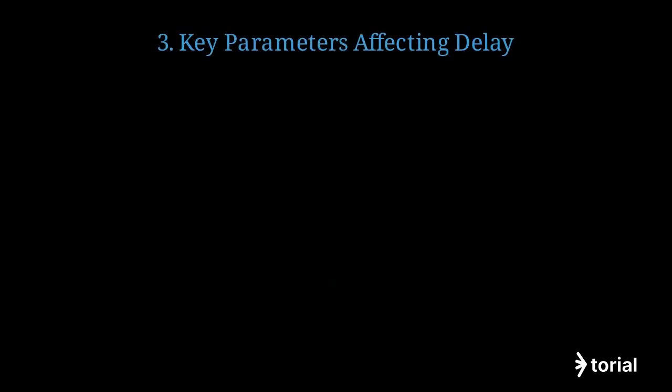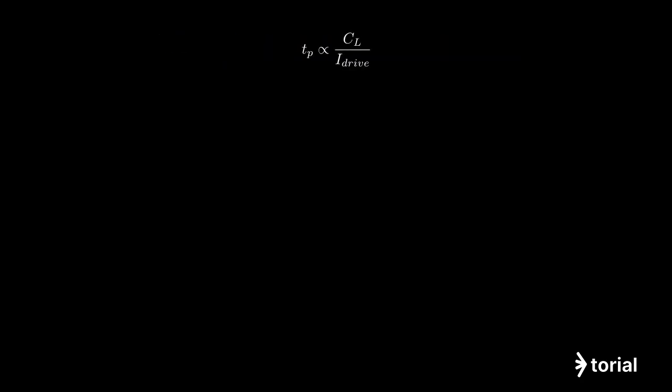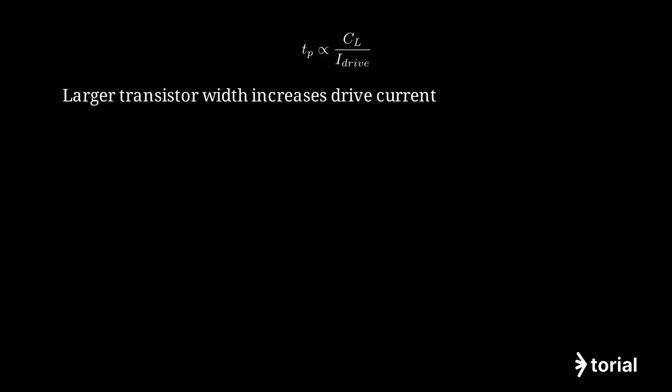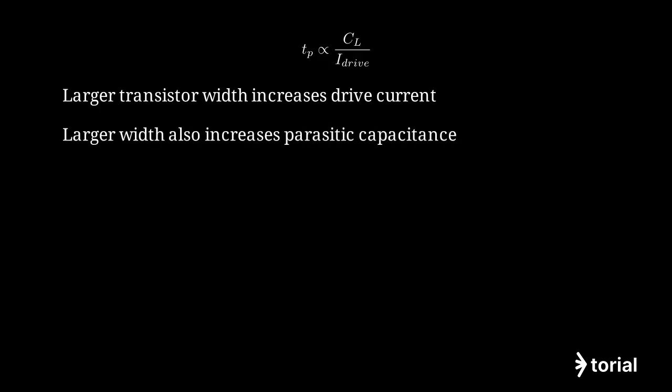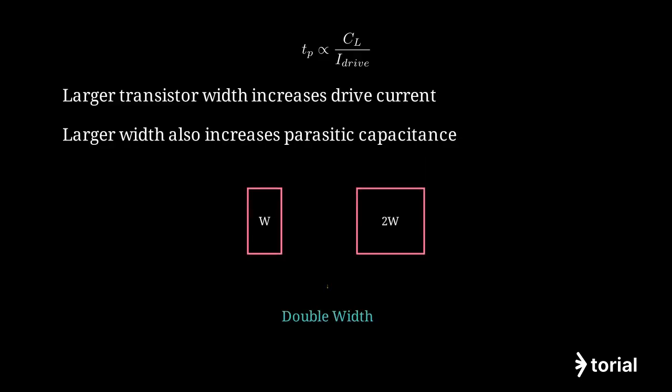Several parameters affect propagation delay in a CMOS inverter. Propagation delay is proportional to load capacitance divided by drive current. A larger transistor width increases the drive current that can charge or discharge the load. However, larger width also increases parasitic capacitance at the output node. Doubling the PMOS width doubles its size, which affects both current and capacitance.